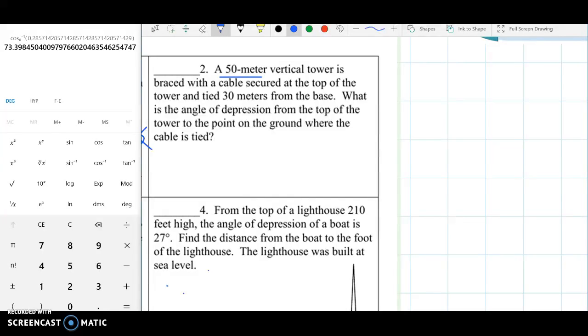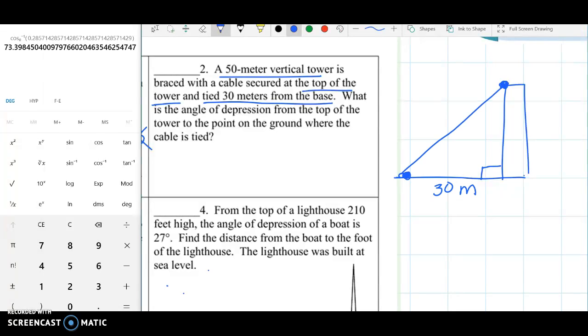So a 50-meter vertical tower. So you want to draw a tower. Now your tower is obviously going to be situated on the ground at a right angle, because it's straight up, it's vertical. And it is braced with a cable secured at the top of the tower and tied 30 meters from the base. So it's going to go from the top of the tower to 30 meters from the base of the tower. So maybe approximately here is your 30 meters. So the wire is going to go from the top of the tower down to the base.